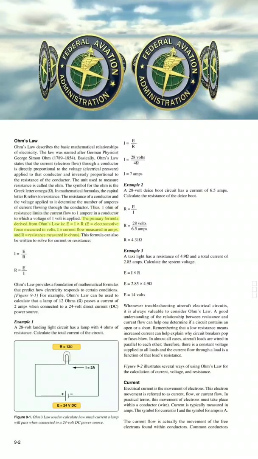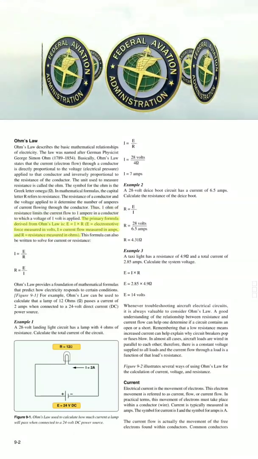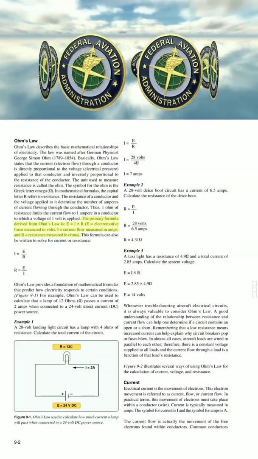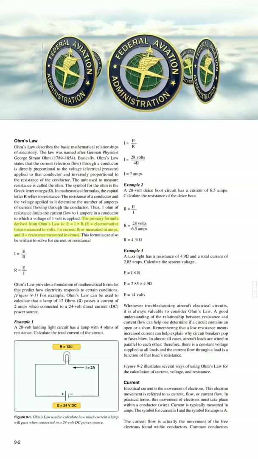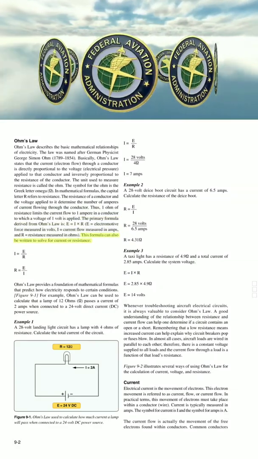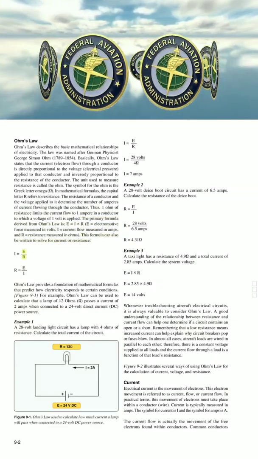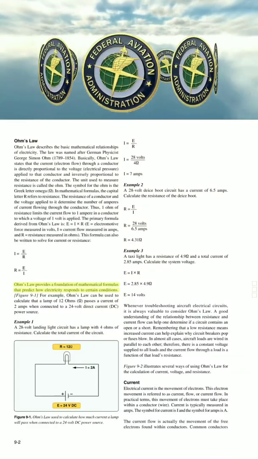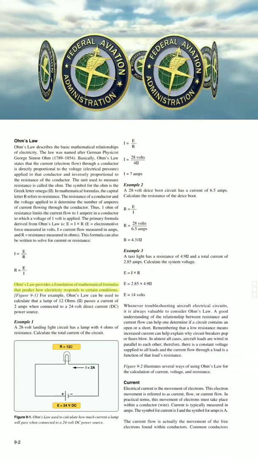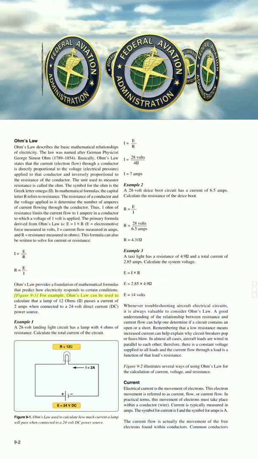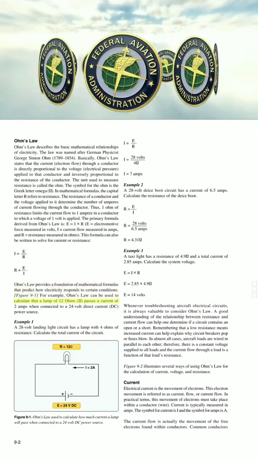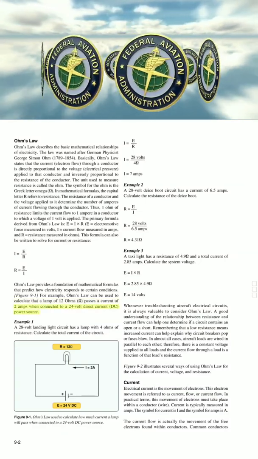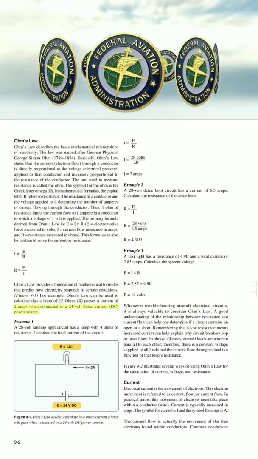The primary formula derived from Ohm's law is E equals I times R. E equals electromotive force measured in volts, I equals current flow measured in amps, and R equals resistance measured in ohms. This formula can also be written to solve for current or resistance. Ohm's law provides a foundation of mathematical formulas that predict how electricity responds to certain conditions. In Figure 9-1, for example, Ohm's law can be used to calculate that a lamp of 12 ohms passes a current of 2 amps when connected to a 24-volt direct current, DC, power source.